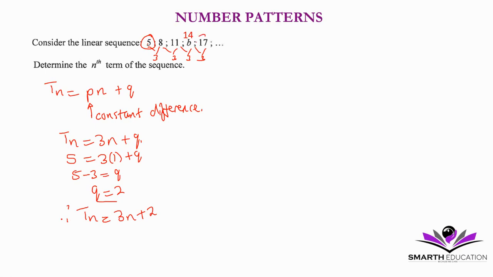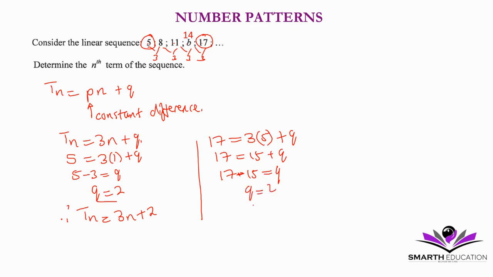Let's say we chose even term number 5, which is 17. We're going to get the same answer. 17 is equal to 3 times 5 plus q. Then 17 is equal to 15 plus q. 17 minus 15 is equal to q. Q is equal to 2. And then we're going to get that general term there.